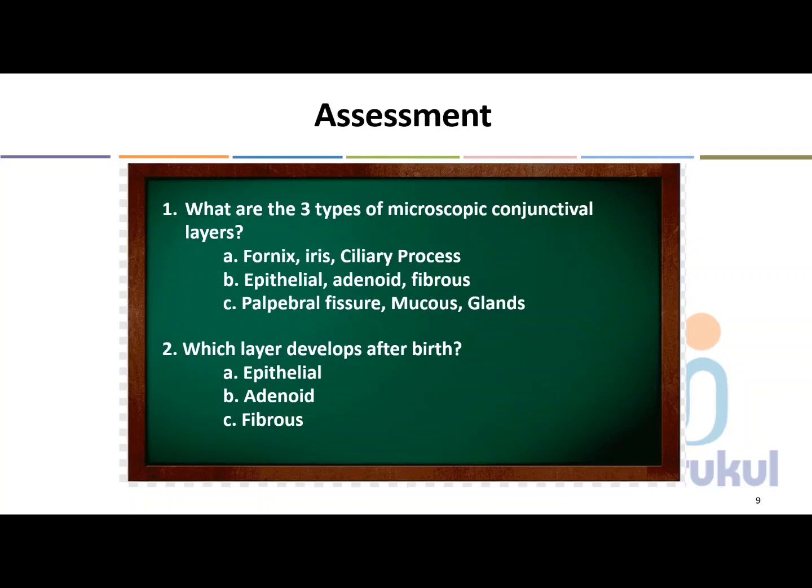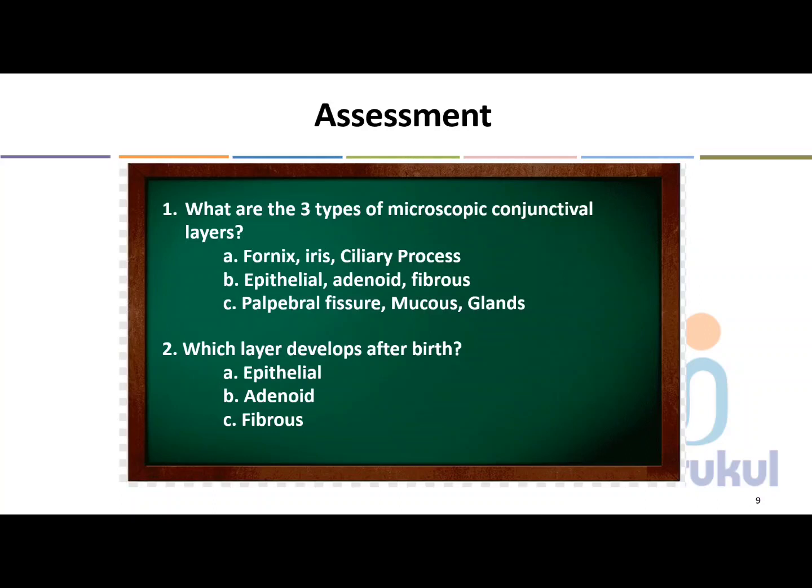And the next question, which layer develops after birth? Option A is the epithelial, option B is the adenoid, option C is the fibrous layer. The correct answer is option B, that is the adenoid layer.